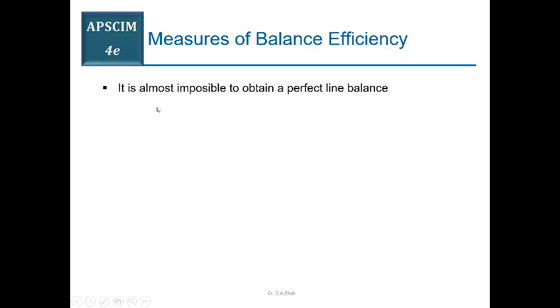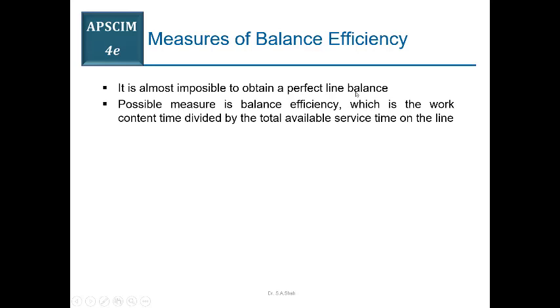So that we discussed earlier that it will be impossible to come up with a perfect balanced line having no losses. Losses होंगी, losses will definitely be there, and you will have some balance delays. और बैलेंस डिलेज को निकाल के जो एक्चुअल एफिशिएंसी आपके पास आएगी उसको बैलेंस एफिशिएंसी कहा जाता है. So your possible performance measure will be the balance efficiency, which is the work content time divided by the total available service time आपके पास जो होगा.